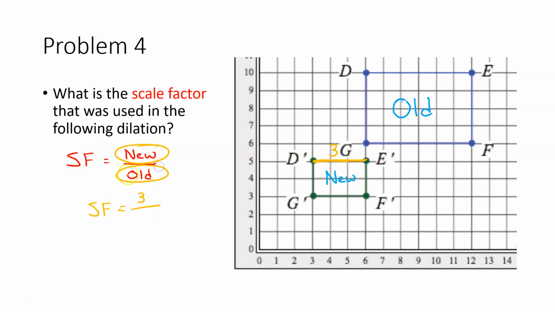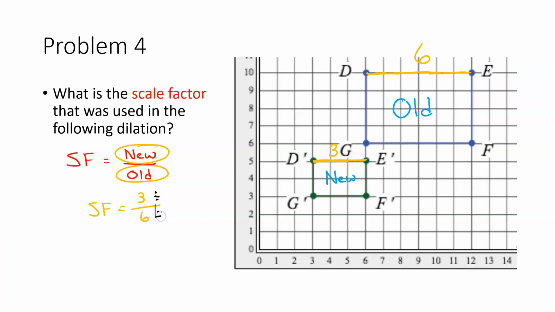Over, and I'm going to compare it to the old one. Well, let me compare it to the old one from D to E. So I was using D prime to E prime, I better be using D to E. What is that distance up above? That's 1, 2, 3, 4, 5, 6. That was a distance of 6, or a length of 6 units. So there is my scale factor. It's 3 over 6, but we can do better than that.